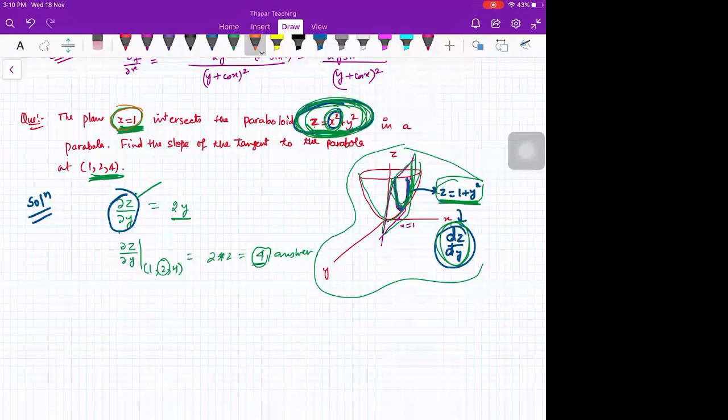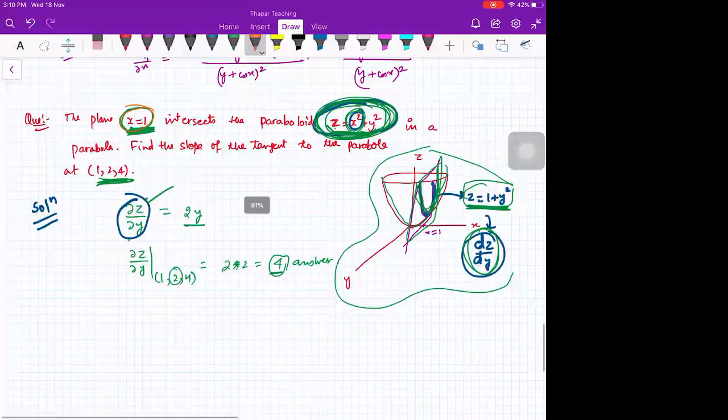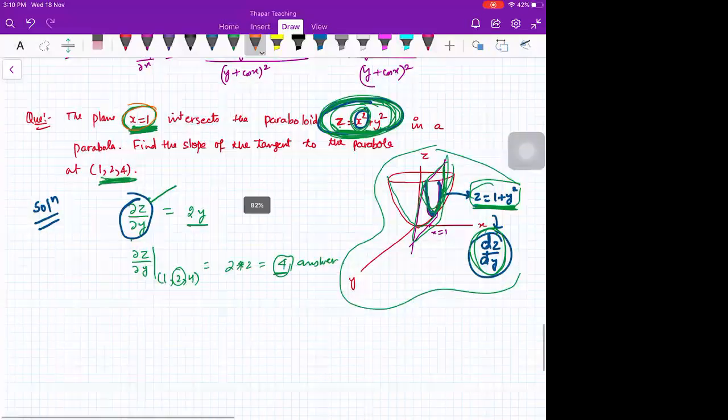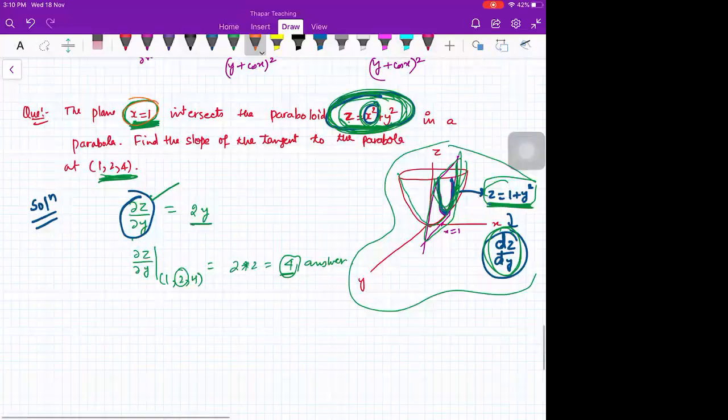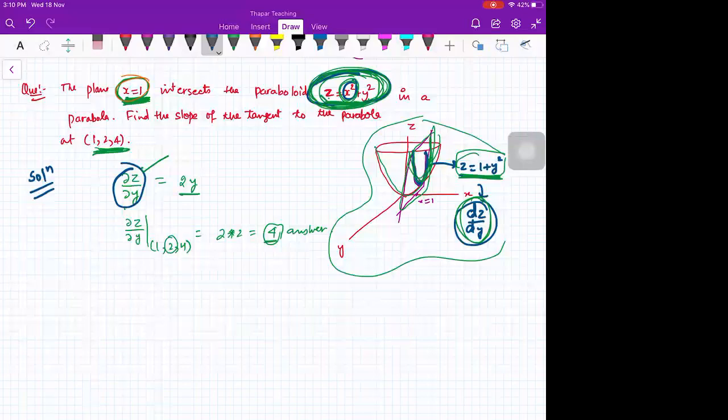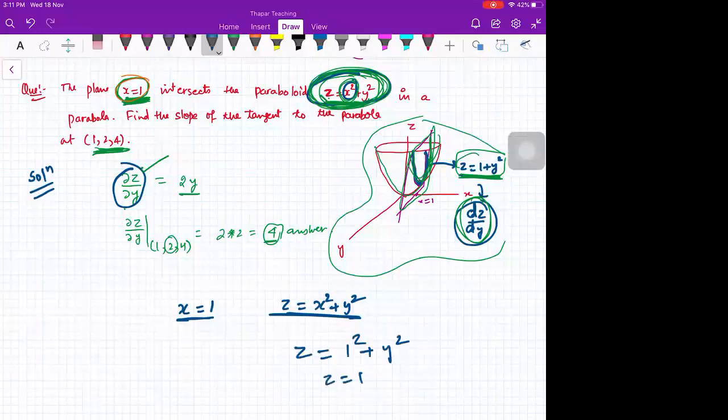Ma'am, please explain this question again. Where is your doubt, beta? Can you tell me? Ma'am, that last part, how you had written z is equal to 1 plus y square. Here, this is when you cut this paraboloid, that is x square plus y square, with this plane. What you will get? These are two things which you are intersecting. You will get z is equal to 1 square plus y square, so that is equal to 1 plus y square.